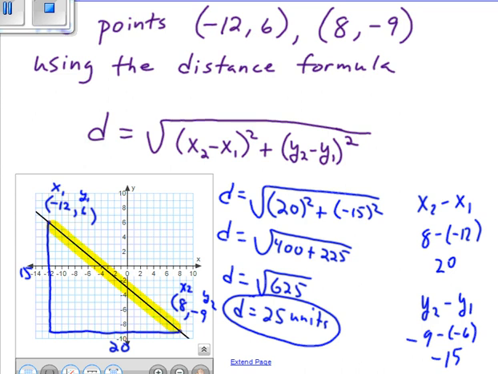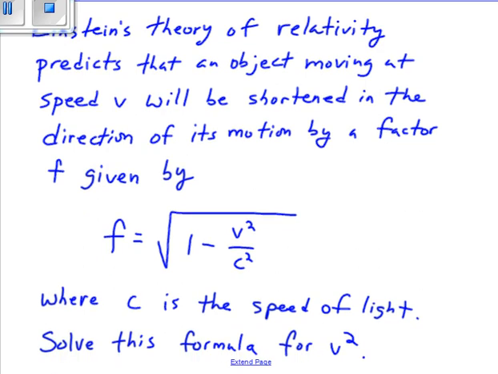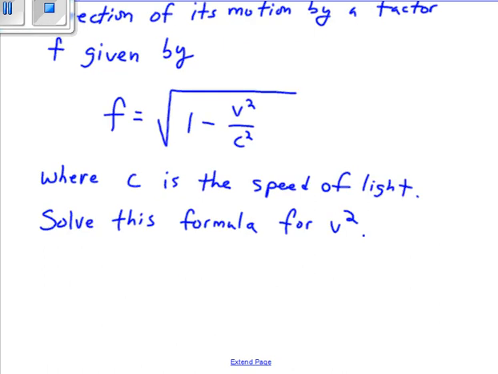And then you have some word problems to do. Here's an example of a word problem. Einstein's theory of relativity predicts that an object moving at speed v will be shortened in the direction of its motion by a factor of f, given by this formula, where f equals the square root of 1 minus v squared over c squared, where c is the speed of light. Solve this formula for v squared. So we're actually just rearranging this, solving a little equation. So I'll rewrite the formula.